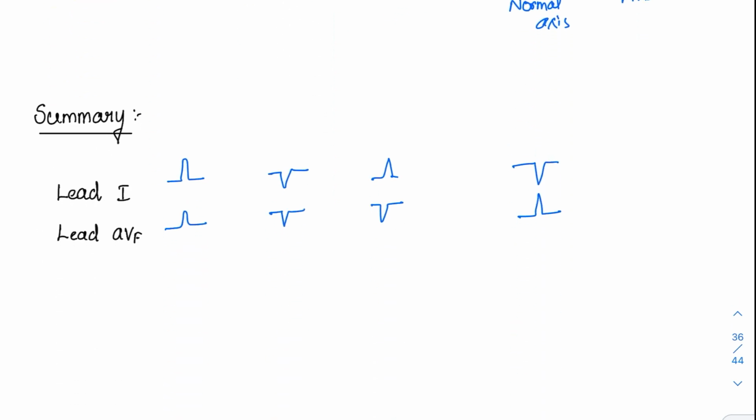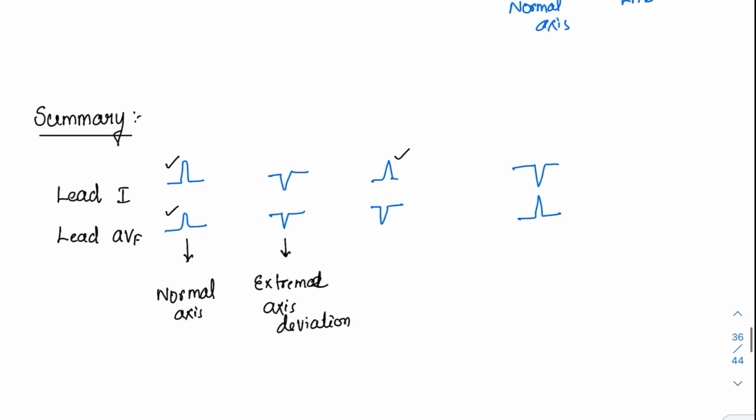It's pretty simple now. When both the leads are positive, for example in this scenario, there is a positive deflection in lead 1 and positive deflection in lead AVF. When both the leads are positive, what is our axis? It is normal axis. When both the leads are negative, what is our axis? When both the leads are negative, we saw it is an extreme axis deviation.